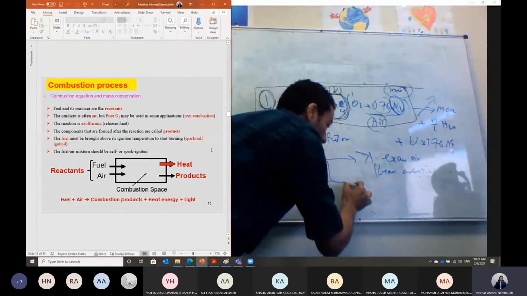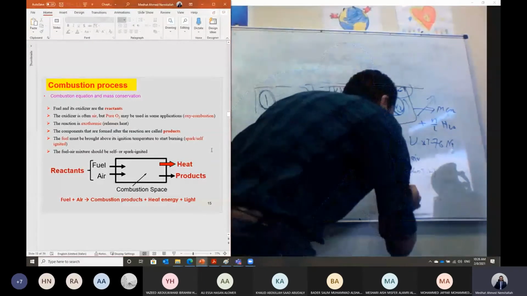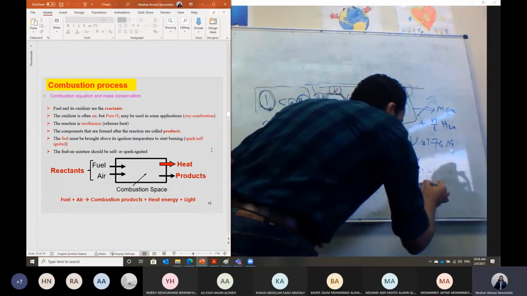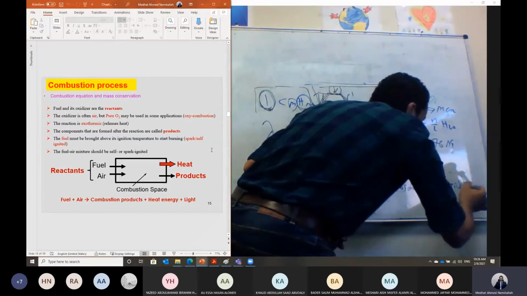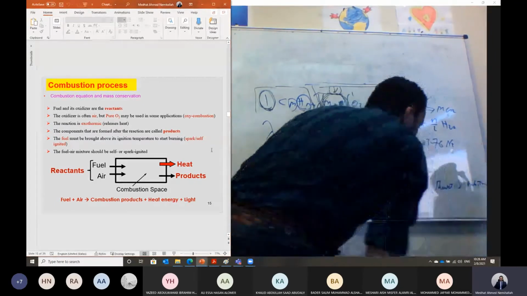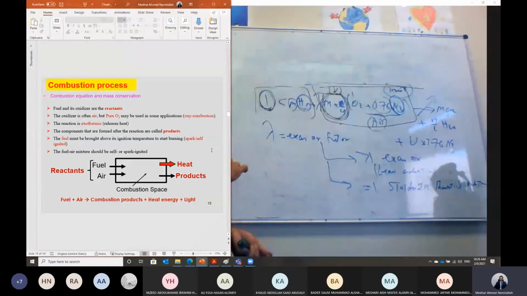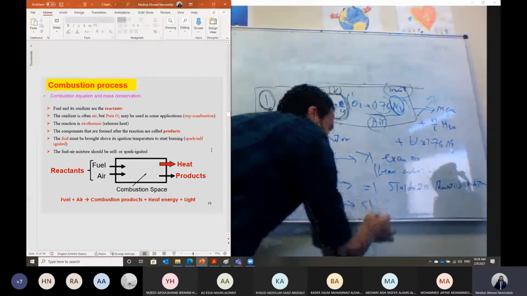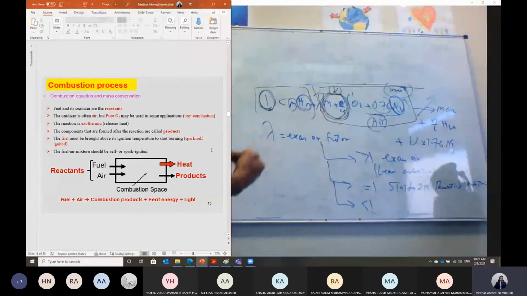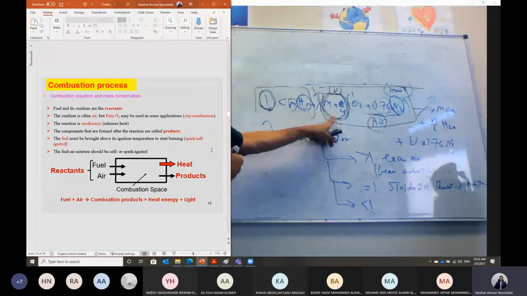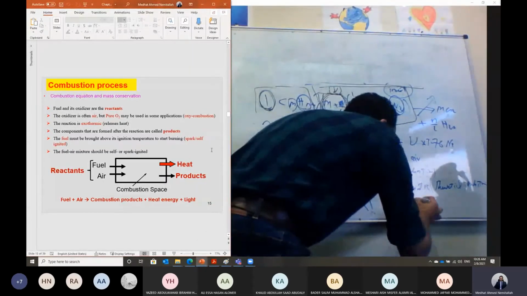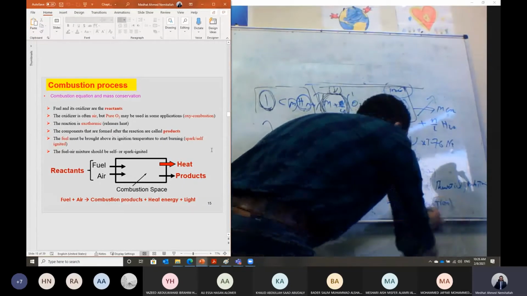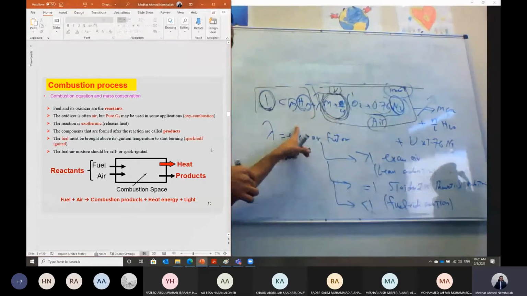If the excess air factor is equal to 1, in this case we call the combustion stoichiometric or theoretical combustion. So in this case, we just have enough air in order to convert the fuel. And if lambda is less than 1, that means we have less air, less than the theoretical amount of air required to convert the fuel. So in this case, we call the combustion fuel-rich combustion. And in this case, we don't have enough air to fully convert the fuel.